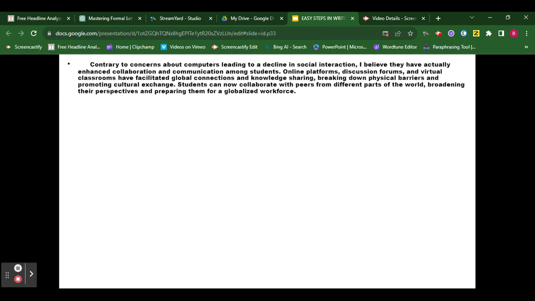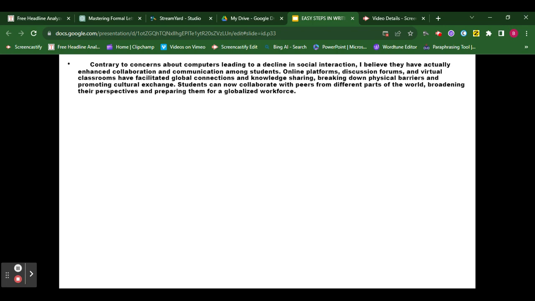So next, contrary to concerns about computers leading to a decline in social interaction, I believe they have actually enhanced collaboration and communication among students. Online platforms, discussion forums, and virtual classrooms have facilitated global connections and knowledge sharing, thereby breaking down physical barriers and promoting cultural exchange. Students can now collaborate with peers from different parts of the world, thereby broadening their perspectives and preparing them for a globalized workforce.